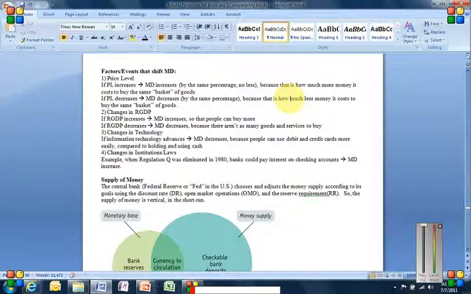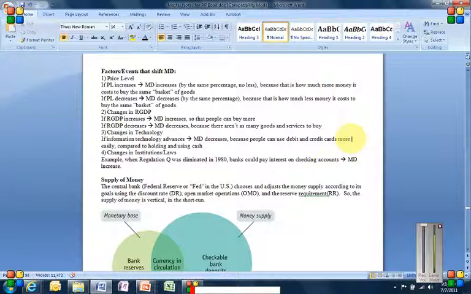Another event that could shift the demand for money is a change in real GDP. If real GDP increases, that would lead to the demand for money increasing so that people can buy more. If real GDP decreases, then that would lead to a decrease in the demand for money because there aren't as many goods and services to buy. People won't need as much money to buy the goods and services that are out there for them to buy. Also, changes in technology. If information technology advances, that would lead to a decrease in the demand for money because people can use debit and credit cards more easily compared to holding and using cash.